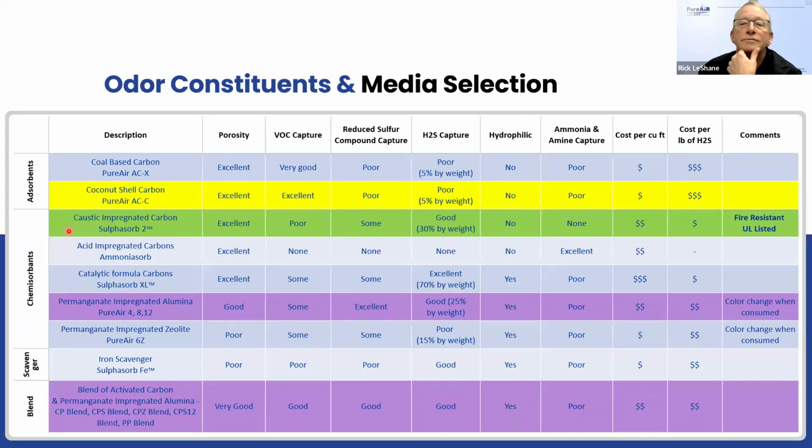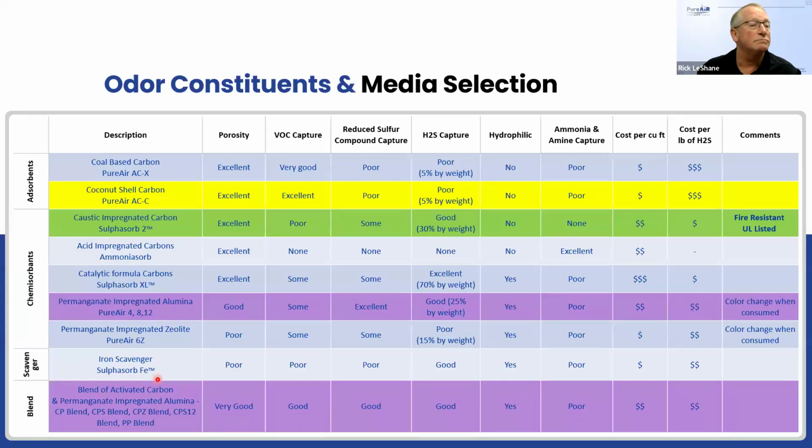We have our absorbents. With our absorbents, the odor molecules are captured in the pores of the media. You can see that we have our coal-based carbon, our Pure ACX. You can see some of the porosity. It's excellent, so it's very porous, so it's good for the flow rate. Great capture for VOCs. Reduced sulfurs, there's poor. H2S: a lot of people think activated carbon is great with H2S. It's really only 5% by weight.